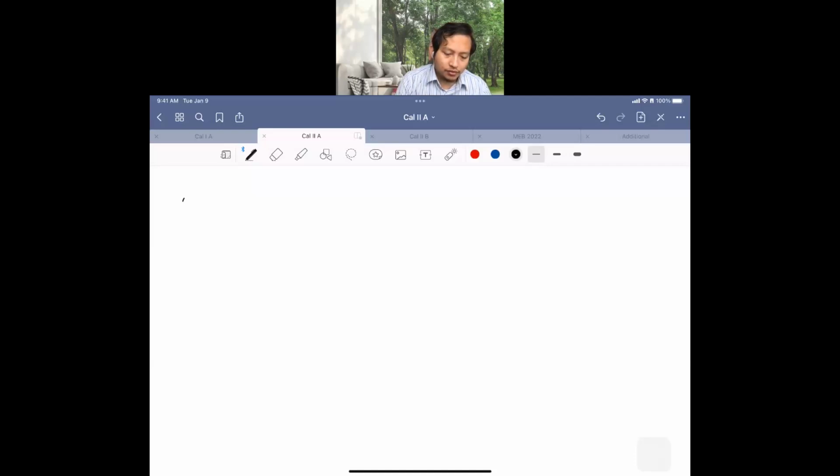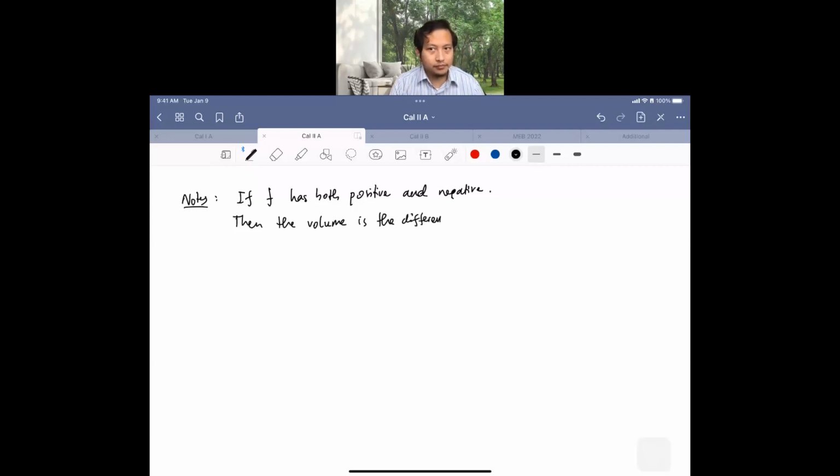Okay, here are some notes. If the function has both positive and negative values, then the volume is the difference in volumes between the region R, the surface below and above the xy plane.